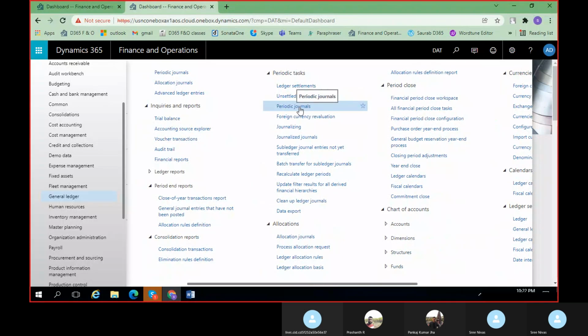That comes under this one, and the foreign currency revaluation. While explaining the currency topic, I told you this is where you will configure journalizing. These haven't been used yet, but it depends on the requirement.